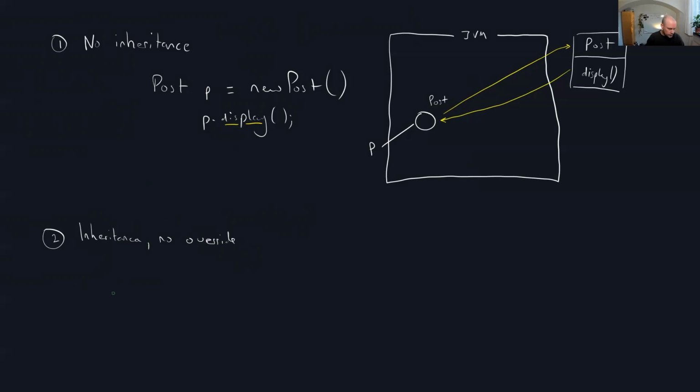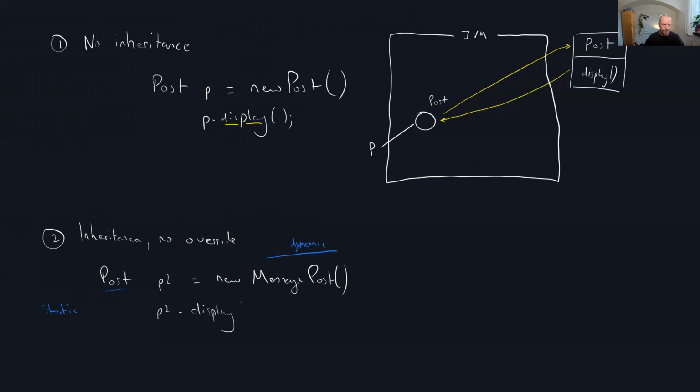I'll try to show this. If we have Post p2 = new MessagePost, again we have this notion that here we have the static type, and here we have what it actually is during runtime. So p2 will actually be this, and we just want to do the same: call display on this.